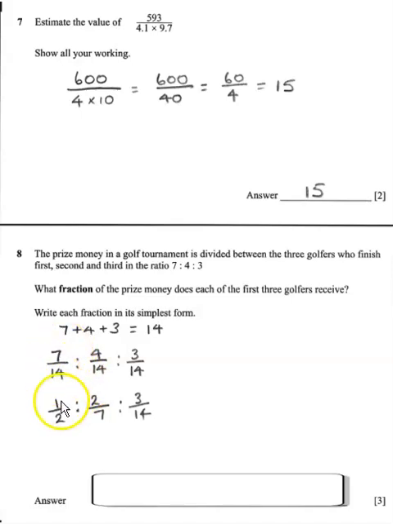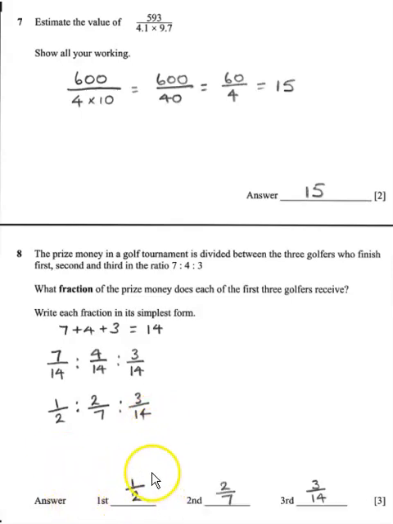So 7 over 14 will change to a half because we're dividing both top and bottom by 7. So with 4 over 14, we divide top and bottom by 2, and we get 2 over 7, and 3 over 14 can't be simplified. So that's the final answer there. So first was a half, second was 2 sevenths, and third was 3 over 14.